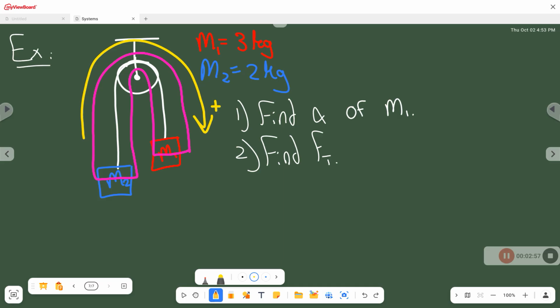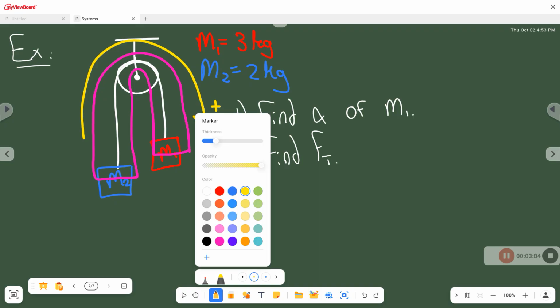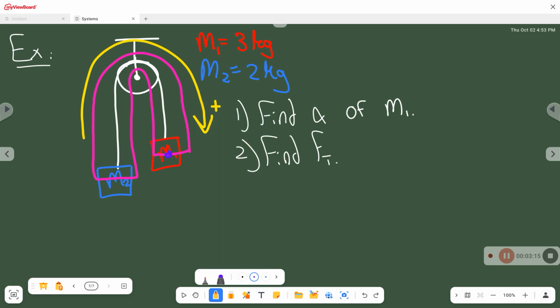Okay, we're getting close to being ready to find the acceleration of M1, but in order to do that, we're going to need to look at the net force acting on our system here. So let's pick a new color. Let's go with purple for this one. I'm going to draw the free body diagram for M1 and M2 in purple. And we're going to figure out what forces are internal to the system and what forces are external to the system.